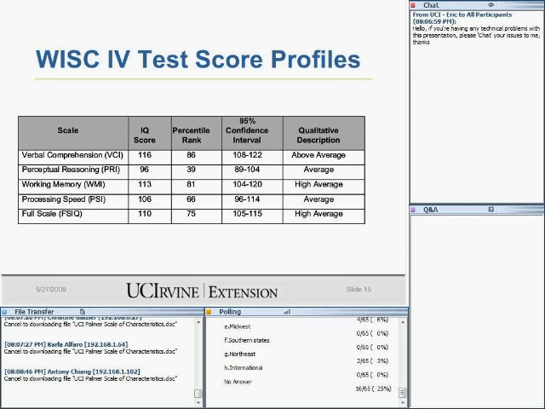Ashley says, so is one standard deviation both ways considered average? Yes, typically. 85 to 115 is average, but again, some people tighten it up and say 90 to 110 is average. There's no universally accepted way to do that, but it's either 90 to 110 or 85 to 115.